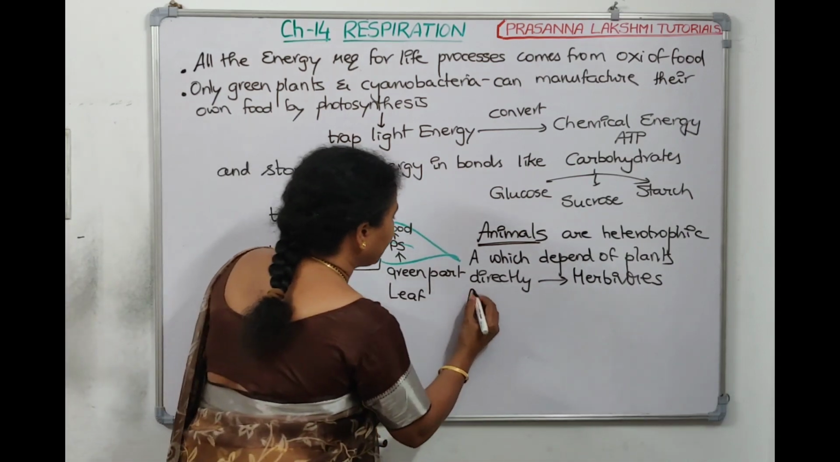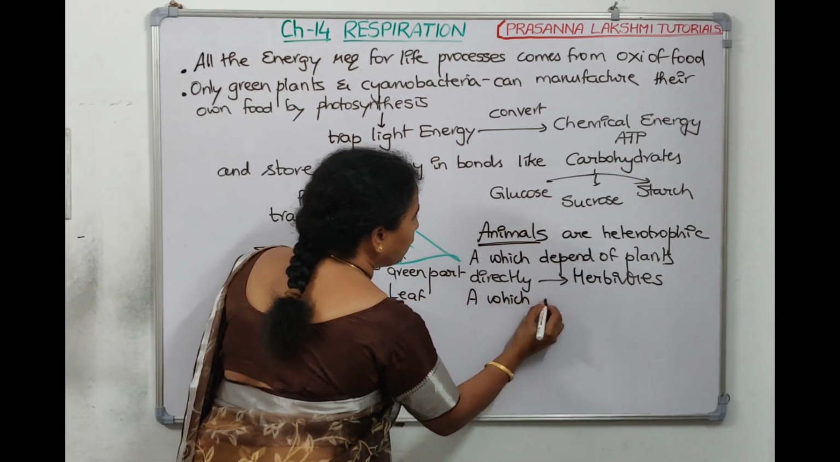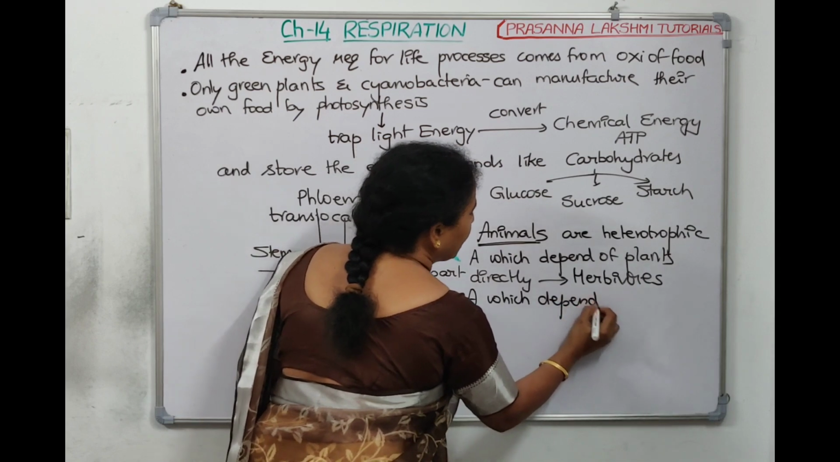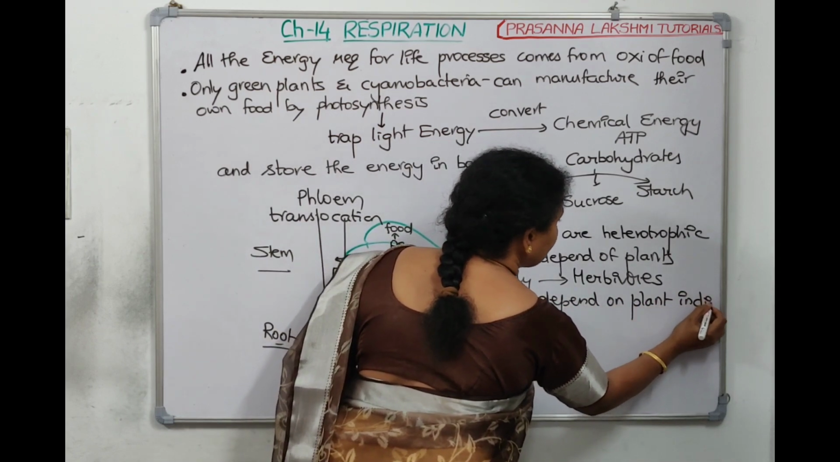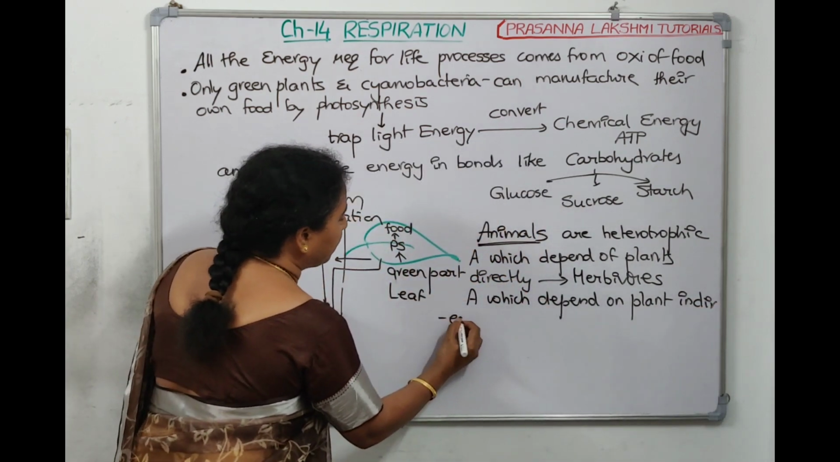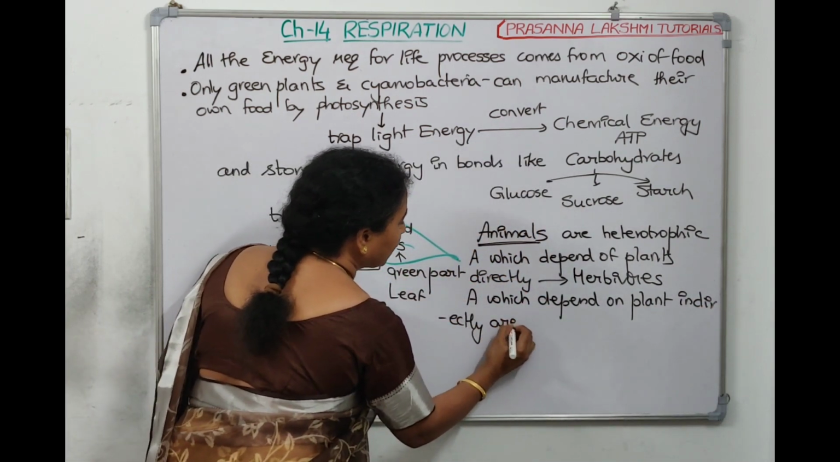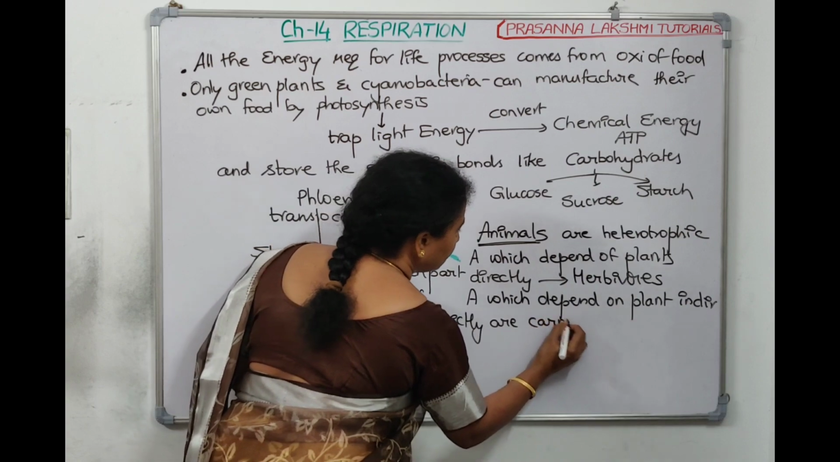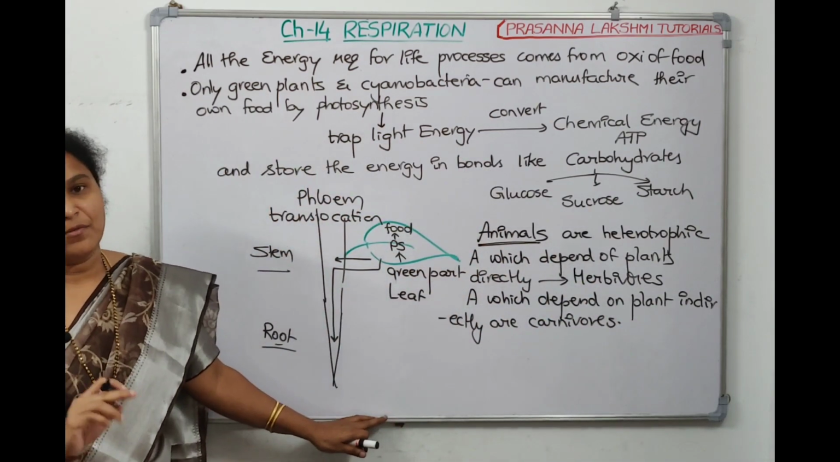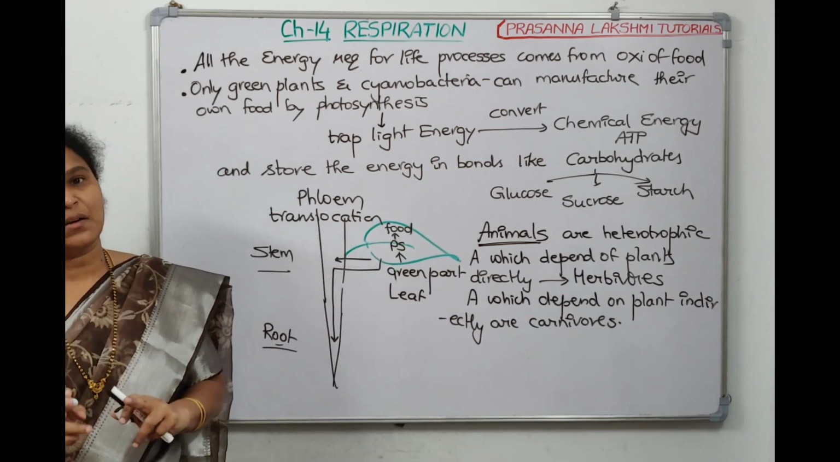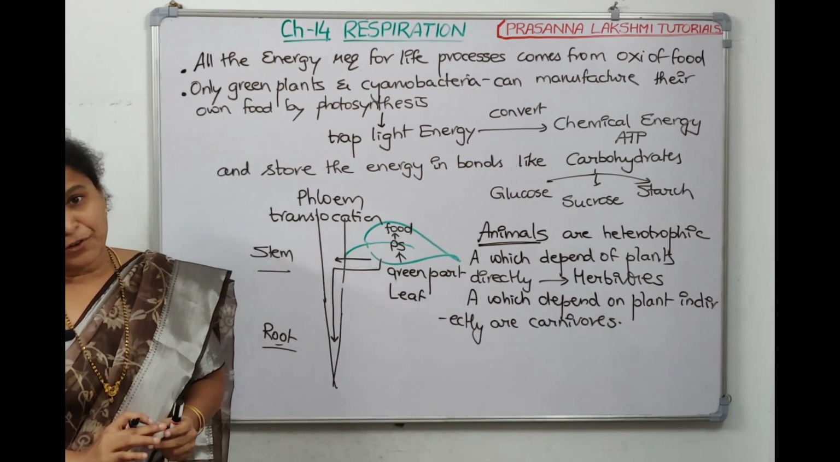So we can tell animals which depend on plants indirectly, what are they called? They are called carnivores. But let it be herbivore or carnivore, it is heterotroph only.